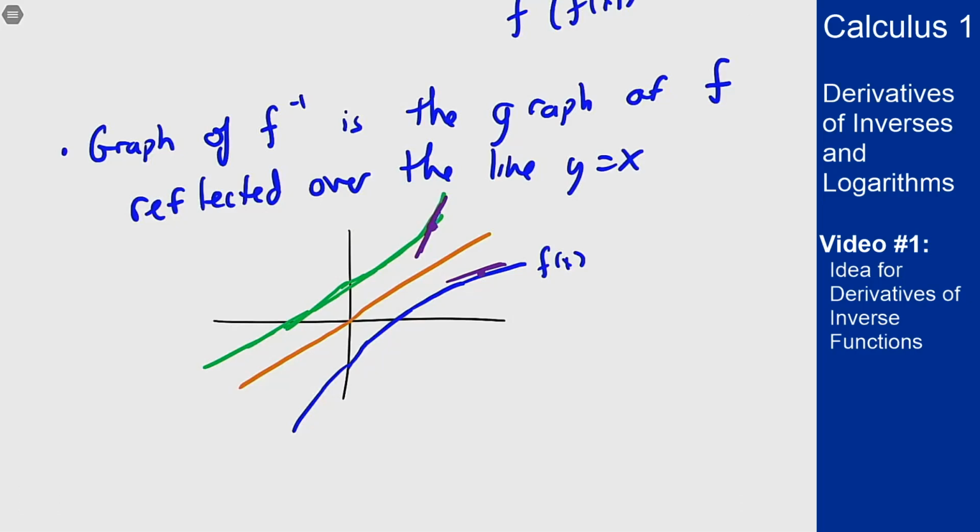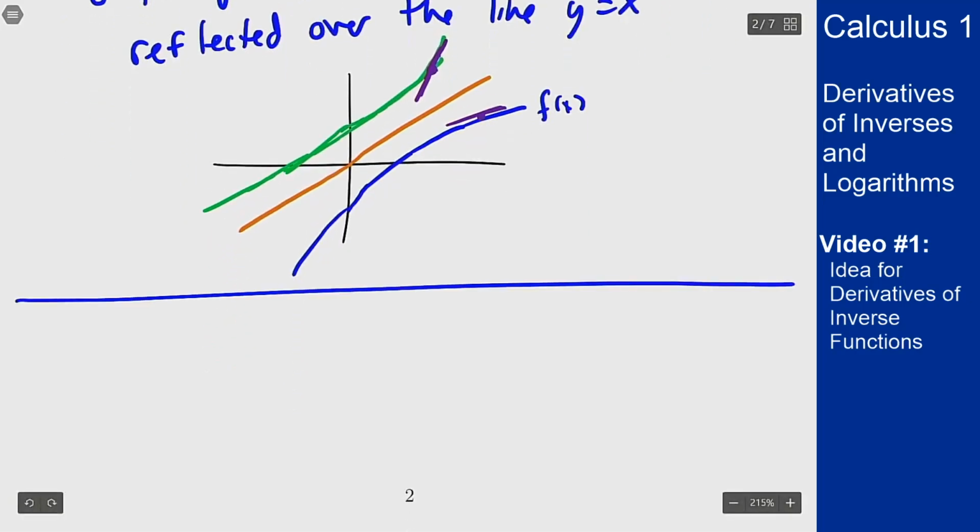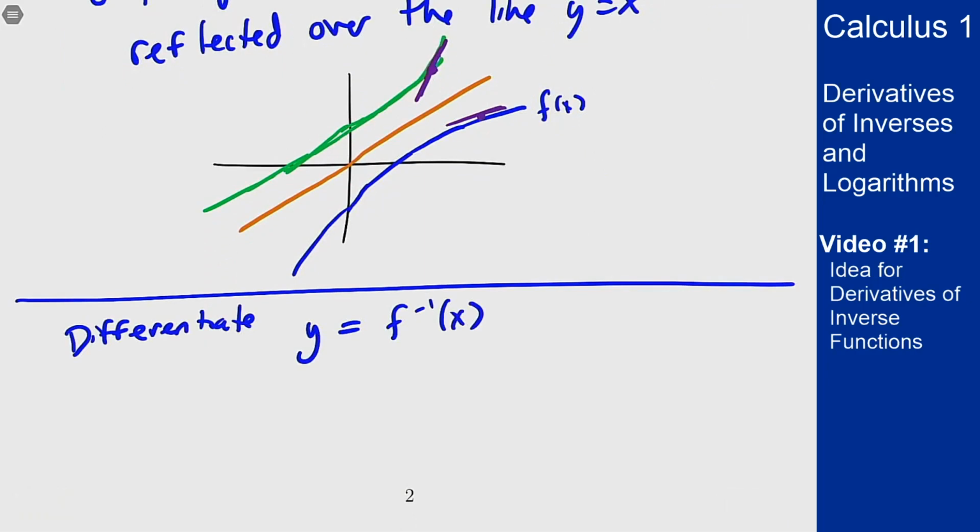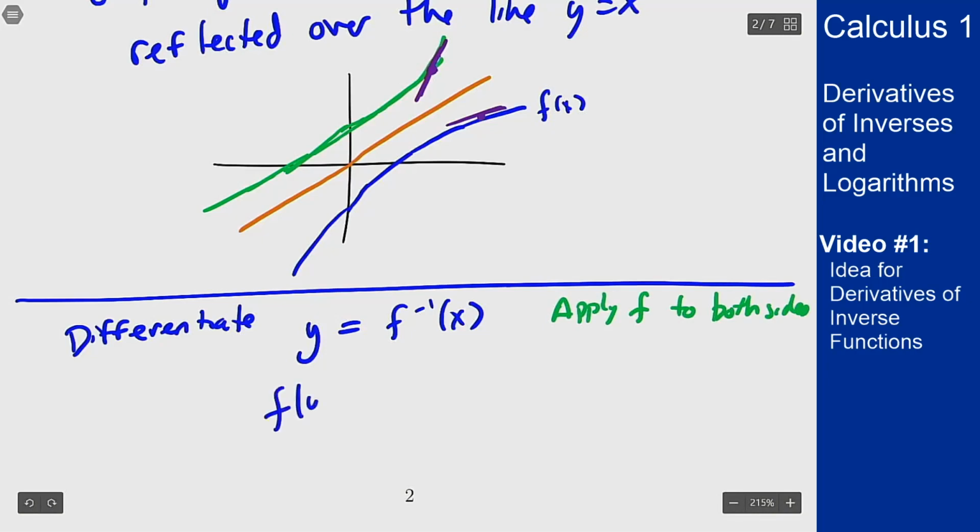A way we can figure this out using calculus is by setting up how I want to differentiate this function. So I want to differentiate y equals f inverse of x. How can I do this? Well, I know how to differentiate f, so if I had f and not f inverse, I'd be okay. So what I can do is apply the function f to both sides, and that will give me that f of y equals x.